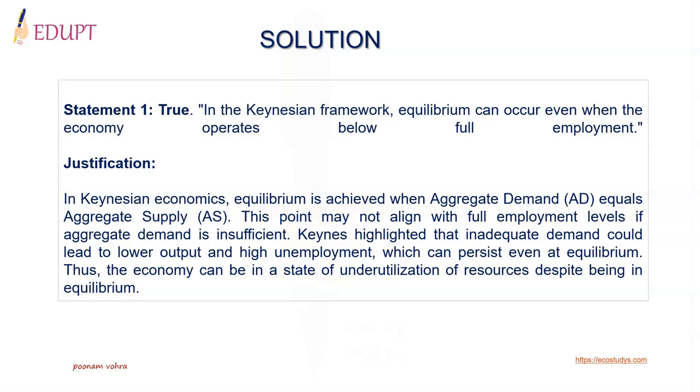So Keynes highlighted that inadequate demand could lead to lower output and high unemployment, which can persist even at equilibrium. Thus, the economy can be in a state of underutilization of resources despite being in equilibrium. This view is exactly opposite to the classical view.